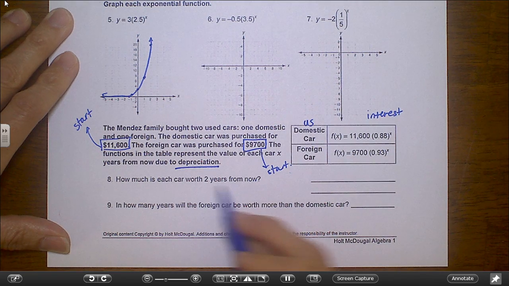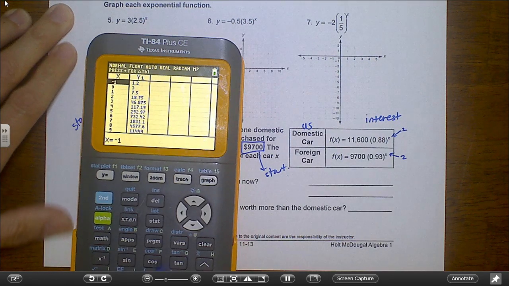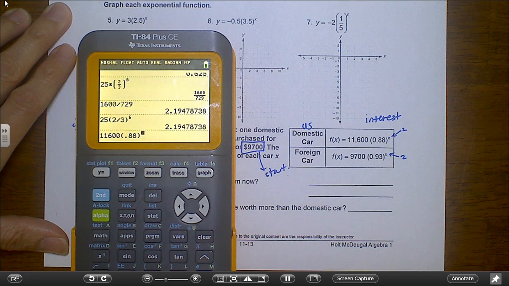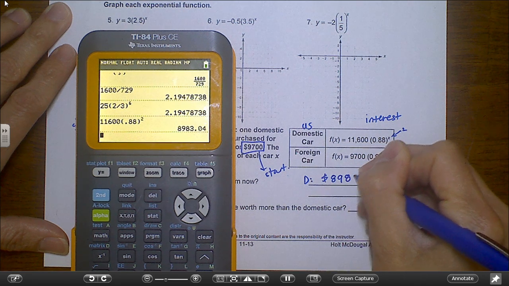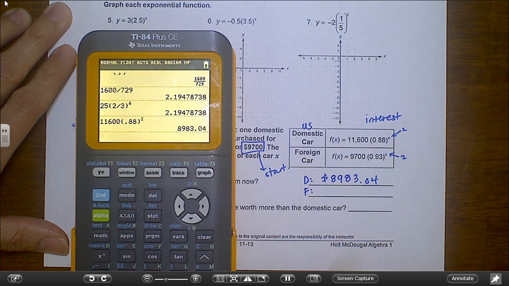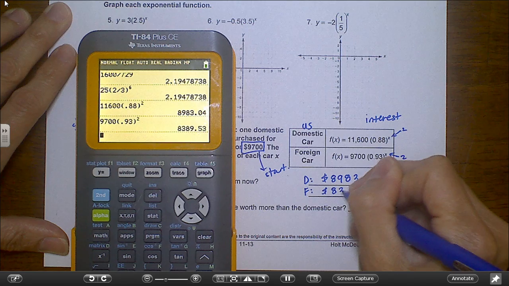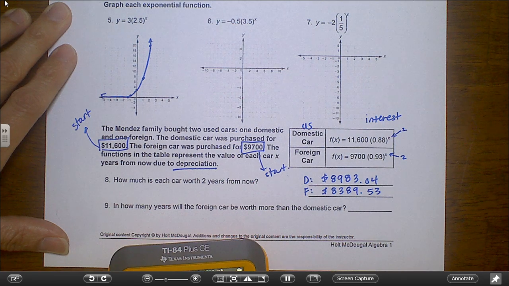So how much is each car worth 2 years from now? So you plug 2 in for each of those. And again, just do that in your calculator, right? I'm not going to make you do 11,600 times 0.88 to the second in your head. So your domestic car will be worth $8,983.04. And your foreign car, 9,700 times 0.93 raised to the second, is $8,389.53.